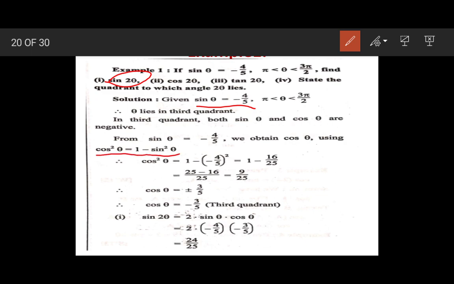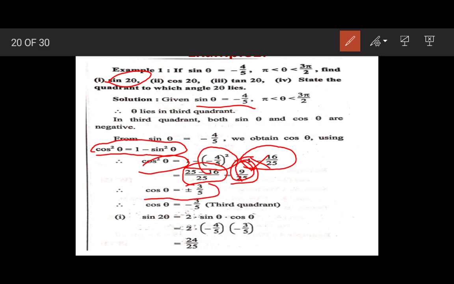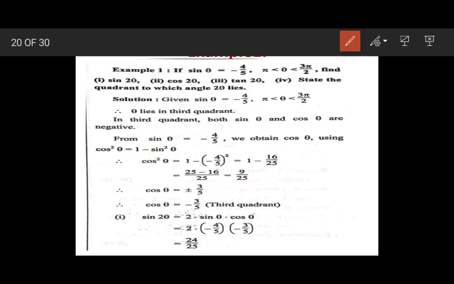So cos square theta is equal to 1 minus sin square theta, right? So 1 minus sin square theta, where sin theta is minus 4 upon 5, so that is equal to 1 minus 16 upon 25. Then do the cross multiplication. So by cross multiplying we get 25 minus 16 upon 25. Okay, so 9 upon 25. Now cos square theta is 9 upon 25. Therefore cos theta will be plus minus 3 upon 5. Okay. Now cos theta is plus minus 3 upon 5.